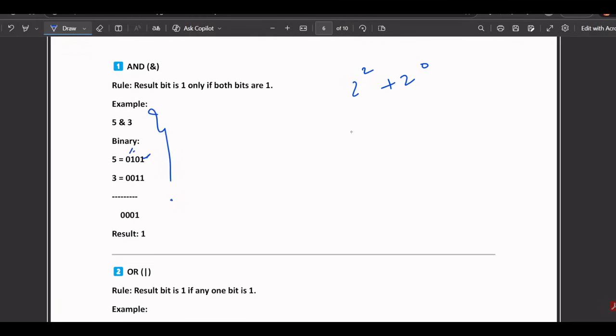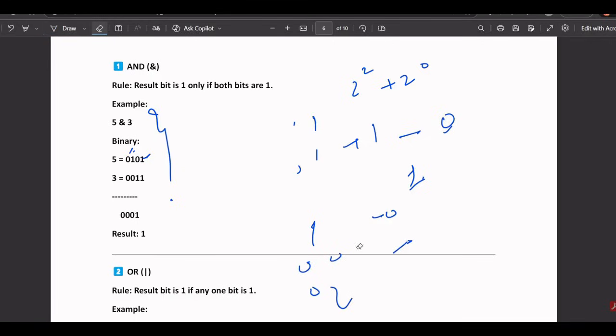So what is the AND operation? For the AND operation, 1 and 1 is 1. Apart from this, everything is 0. So 1 1 will be 1, 1 0 will be 0, 0 0 will be 0, and 0 1 will be 0. This is the basic AND operation.